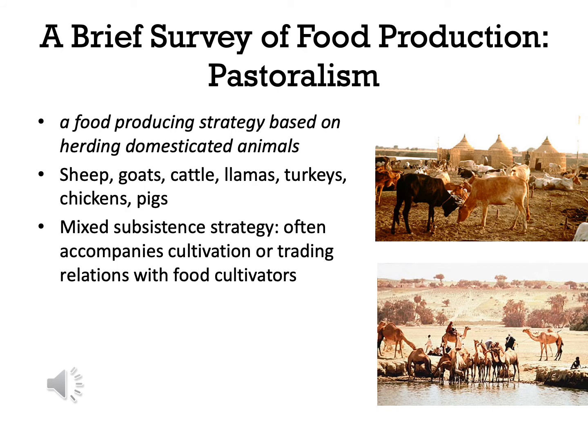Pastoralism involves raising domesticated animals as a primary food source. It is a food-producing strategy based on herding domesticated animals which produce meat and milk. Many different animals have been domesticated by humans, including sheep, goats, cattle, llamas, turkeys, chickens, pigs, and so on. Raising these animals can easily become a full-time occupation, and each animal represents a considerable investment by the community.